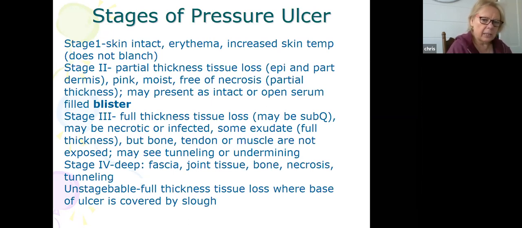Stage four, deep fascia, joint tissue, bone necrosis, definitely tunneling. And if something is unstageable, it could be a full thickness tissue loss. The base of the ulcer is covered with slough. You cannot stage it. So if you can't stage a wound, you don't stage it. Okay. The other thing about these wounds is that once it's a stage three and it starts to heal, we don't call it a stage one. We call it a stage three healing ulcer.